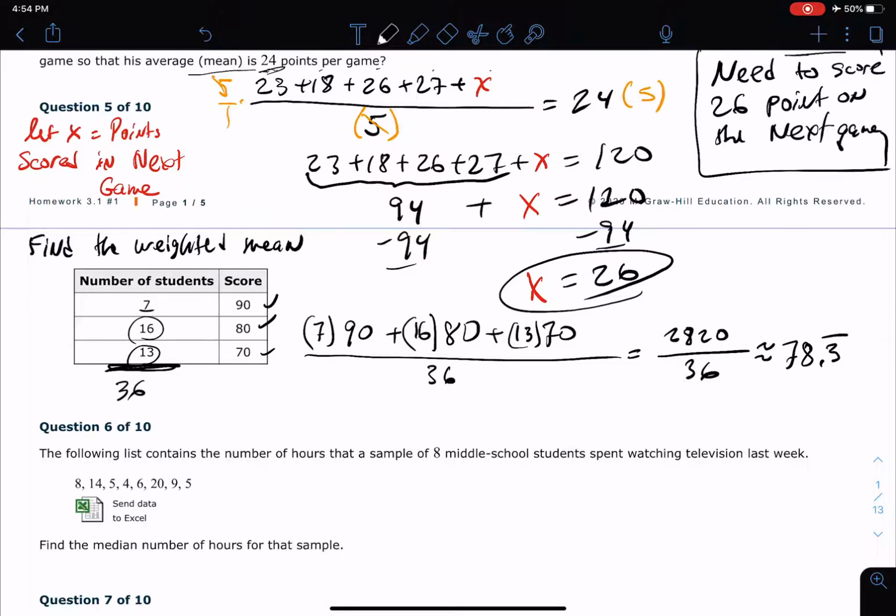And it says on these problems that, in general, you should round to one more decimal place than the data you're working with. We're working with whole numbers, so we round to the tenth. Now this is a repeating 3, right? So that would be 3, 3, 3. If we round it, this mean would be 78.3, and that is now rounded. So let's put a little approximation symbol there.